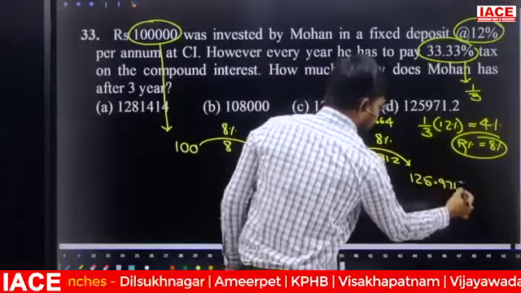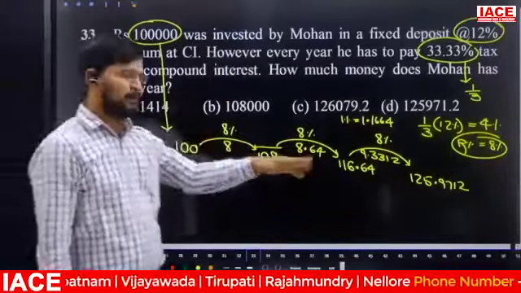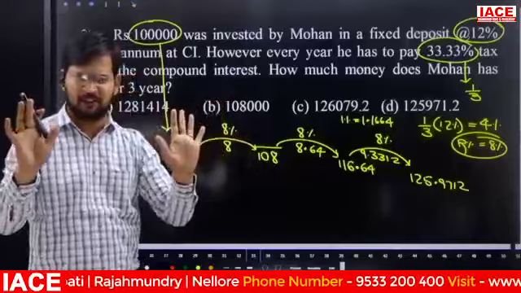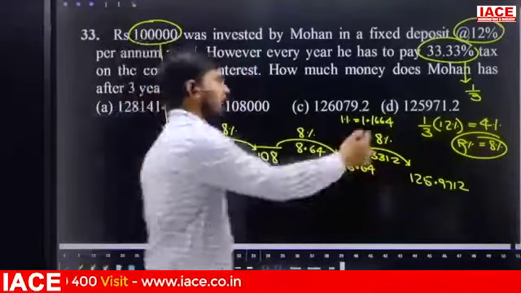125.9712. See the answers in terms of, forget the decimals and forget the zeros. See the options in terms of 1259712. Which option is there? Option D.